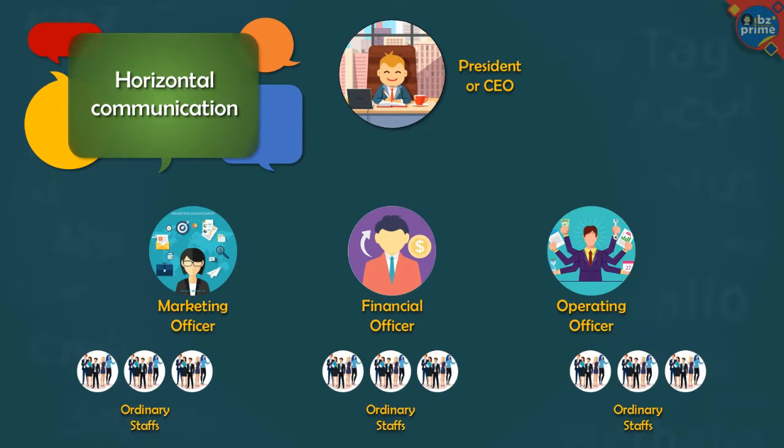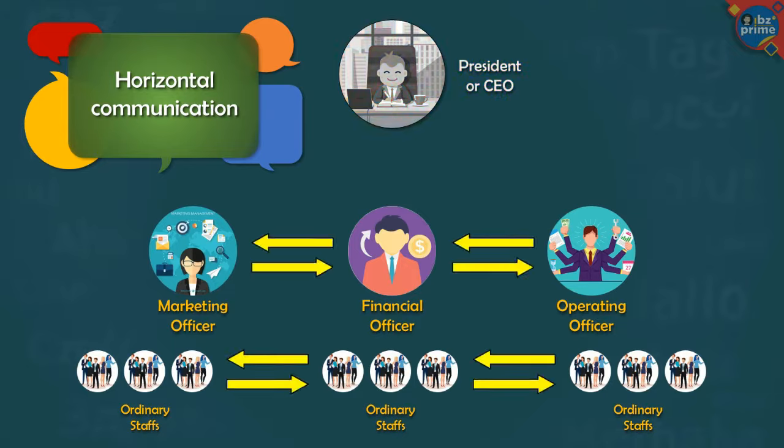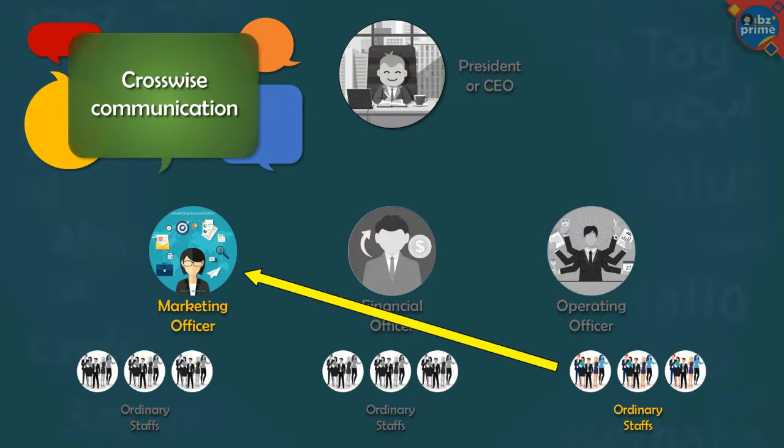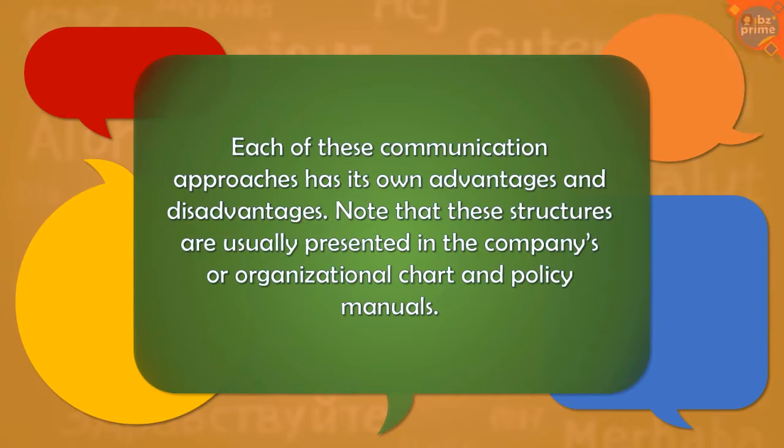Horizontal communication is lateral in approach as it takes place among people belonging to the same level but coming from different departments or units to facilitate performance of tasks through proper coordination. Crosswise approach is diagonal in nature as employees from different units or departments working at various levels communicate with each other. Each of these communication approaches has its own advantages and disadvantages. Note that these structures are usually presented in a company's organizational chart and policy manuals.